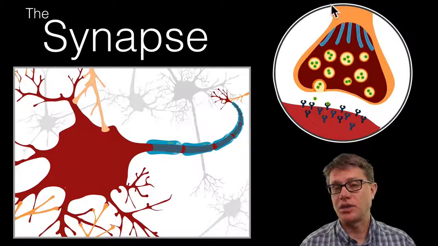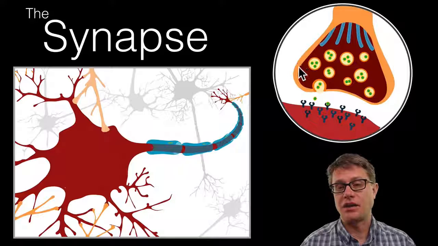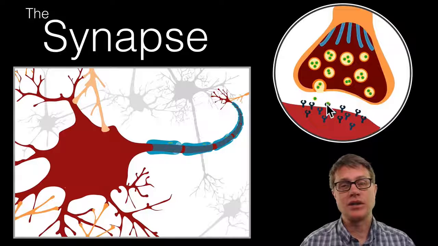In a chemical synapse, you have an action potential move down an axon. It triggers the release of neurotransmitters into this gap or this cleft right here. They're going to dock with chemically gated channels on the other side, and that can lead to an action potential on the other side.